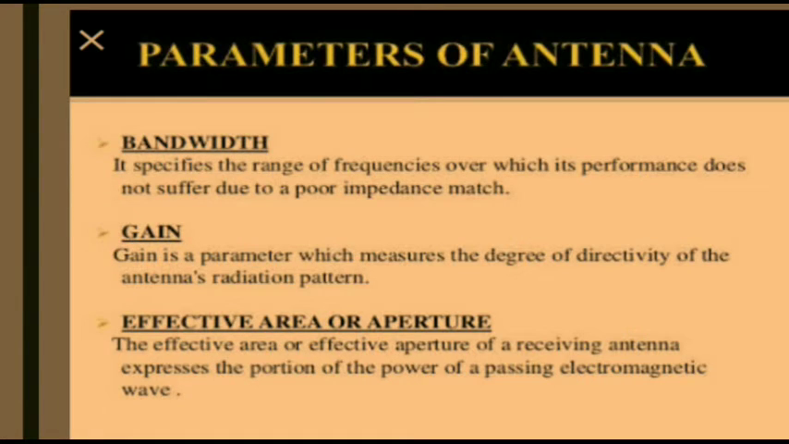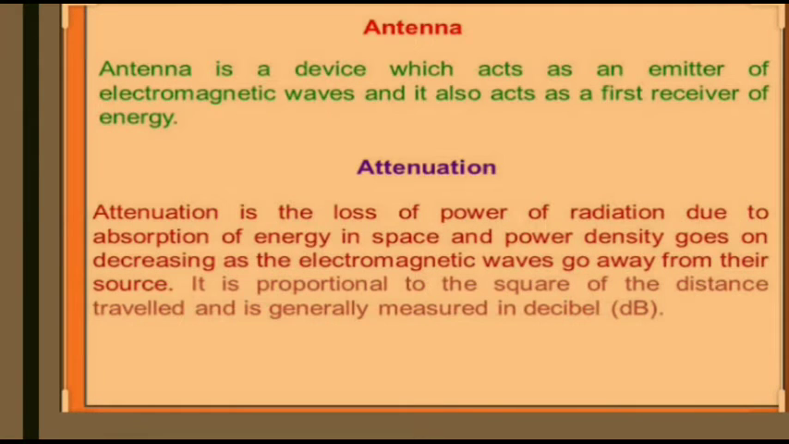Gain is a parameter which measures the degree of directivity of the antenna's radiation pattern. And the last one is effective area or aperture. The effective area or effective aperture of a receiving antenna expresses the portion of the power of passing EM waves. Which waves? Electromagnetic waves. These are the parameters of antennas.